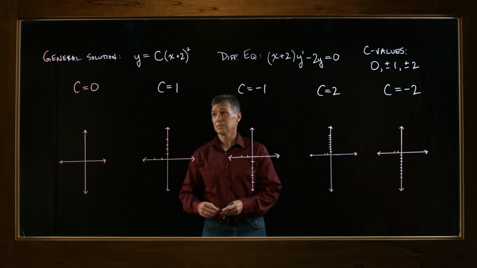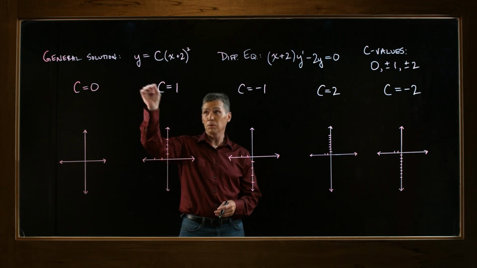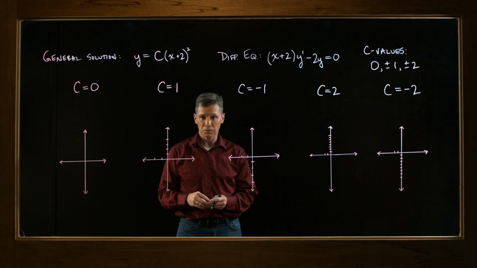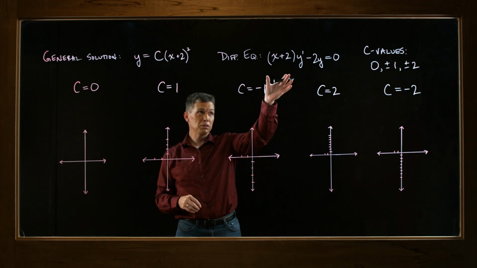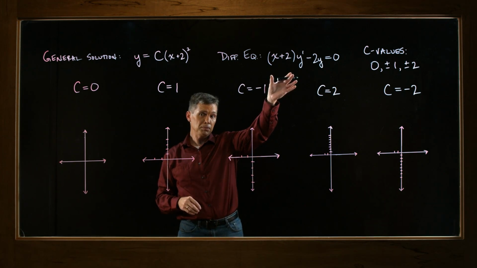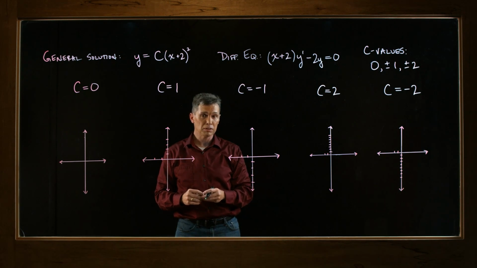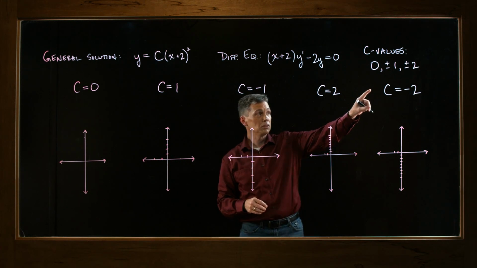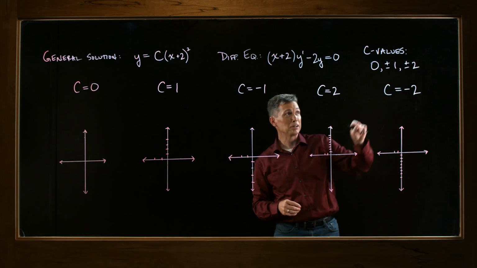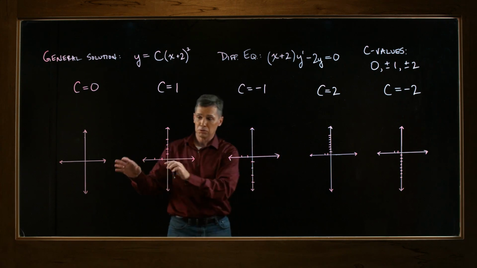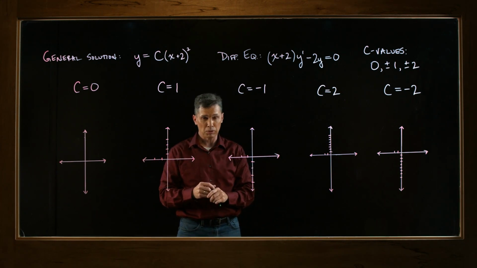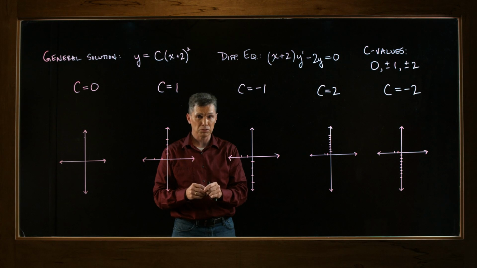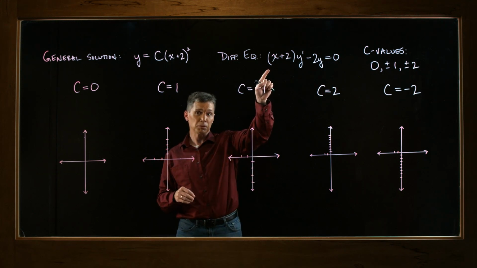This is what they're asking us. They've given us a general solution, y equals c times (x plus 2) squared, and that's a solution to the differential equation that they've given us here. Our task is to sketch the graphs of the particular solutions that correspond to the values of c that they provided us. You can see there are 5 values of c. That means we're going to do 5 different graphs, each one representing a different particular solution to this differential equation.